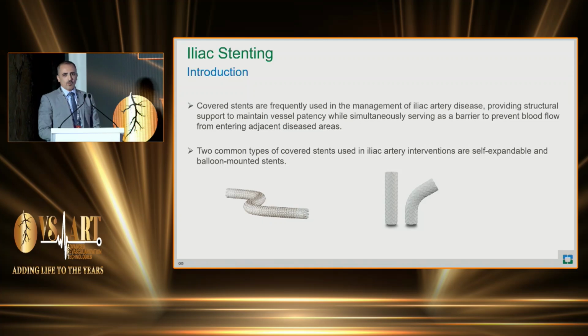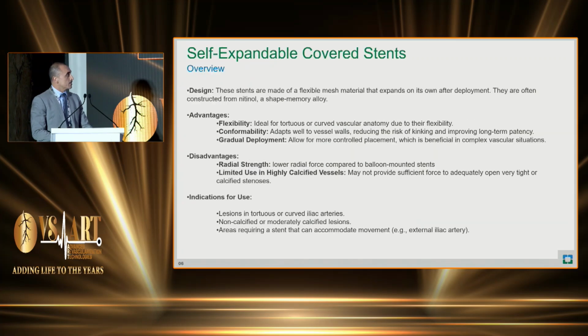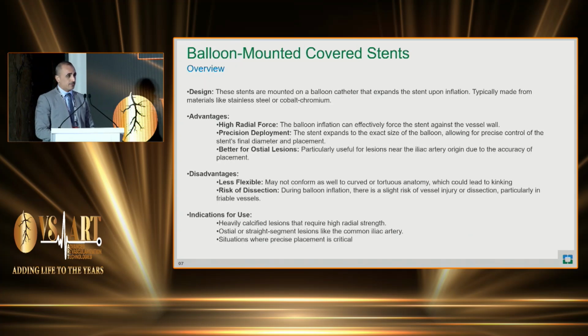So just in general, when do we use covered stents? We use them either for atherosclerotic disease, or as a barrier to exclude an aneurysm, or to cover a dissection or perforation. And they come in two flavors, the self-expanding and the balloon-expandable ones. Design-wise, the self-expandable ones are made of flexible mesh, mainly nitinol, which gives flexibility, conformability, and gradual deployment advantages. The disadvantages are that it lacks radial strength and has limited use in highly calcified vessels.